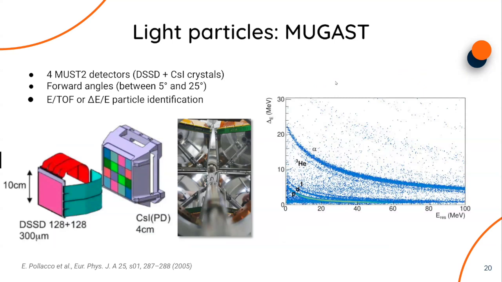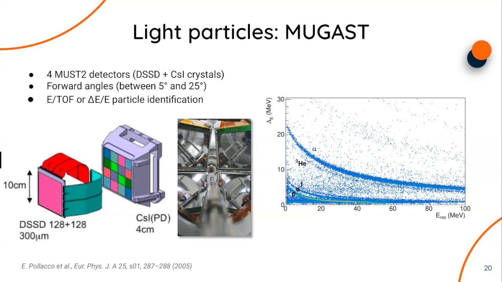For the light particle detection, we use the MUGAST array. The forward part is the 4 MUST2 detectors, which are 1 DSSD plus 16 CsI crystals behind, as you can see here. They were put at angles between 5 and 25 degrees, and we can identify particles depending on their energies. We can identify them by E time of flight or delta E-E in the DSSD and CsI.